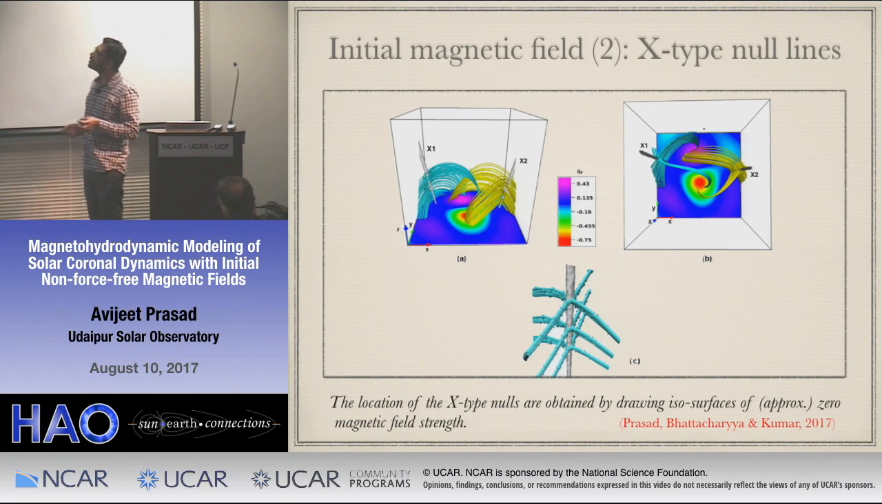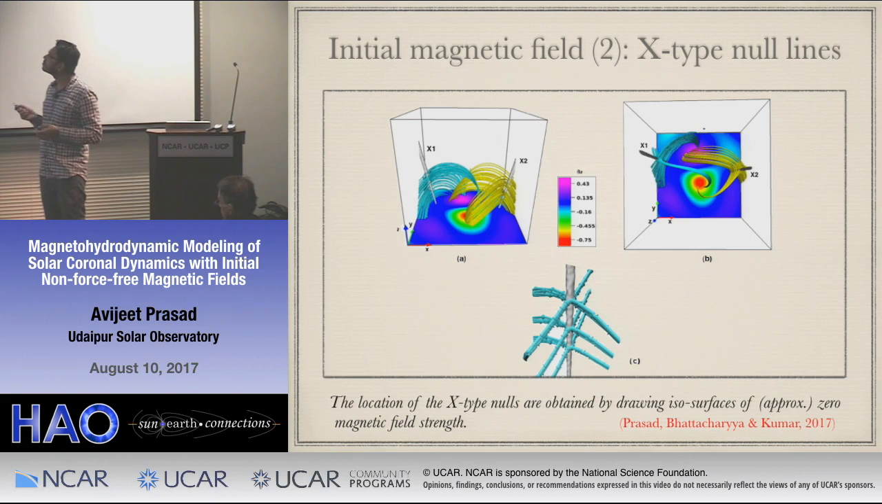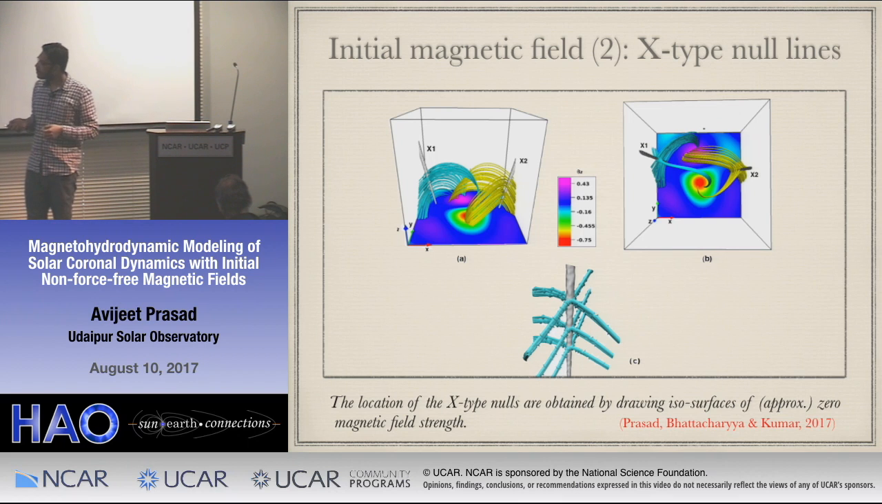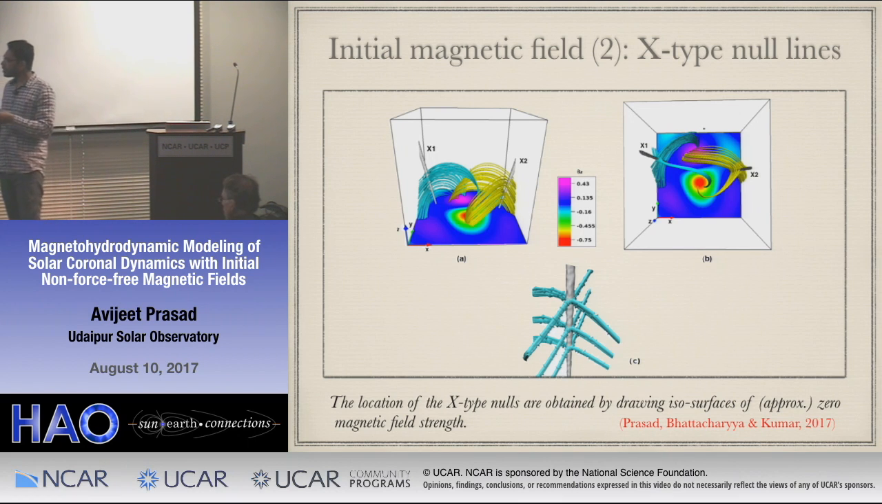Another important feature in the initial magnetic field topology is the presence of X-type null lines. There are two X-type null lines here, X1 and X2. By X-type null lines, I mean a line such that at each point along this line, if we draw magnetic field lines in their vicinity, they will have a two-dimensional X-type null-like geometry. This can be seen in this side view and top view of the initial magnetic field. What is important about these X-type null lines is that they are preferred locations for magnetic reconnection.